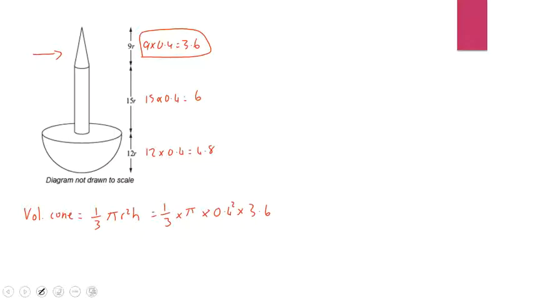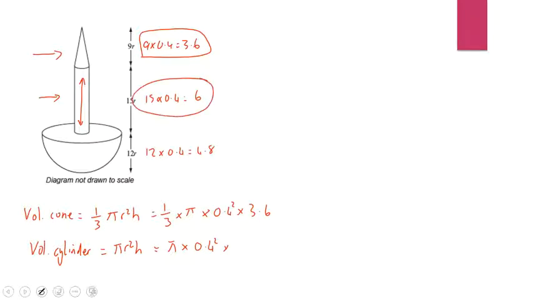Okay, the volume of the cylinder then, this middle section here. It's a prism, so the cross section running through there is a circle, so that's going to be pi r squared times the height. So in this case, it's going to be pi times 0.4 squared times the height this time, which is 6. So we will work that out for the volume of the cylinder.